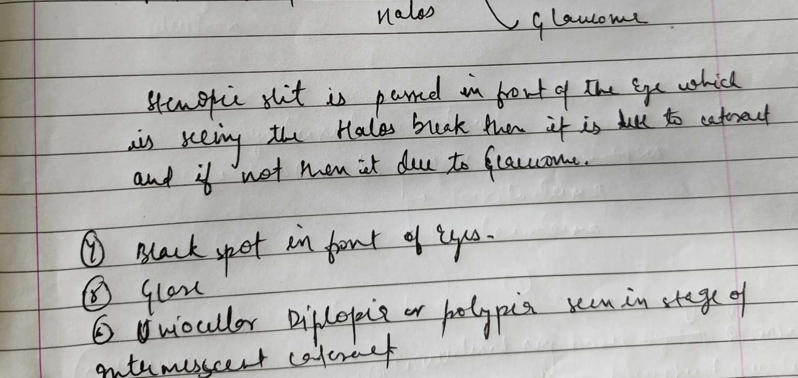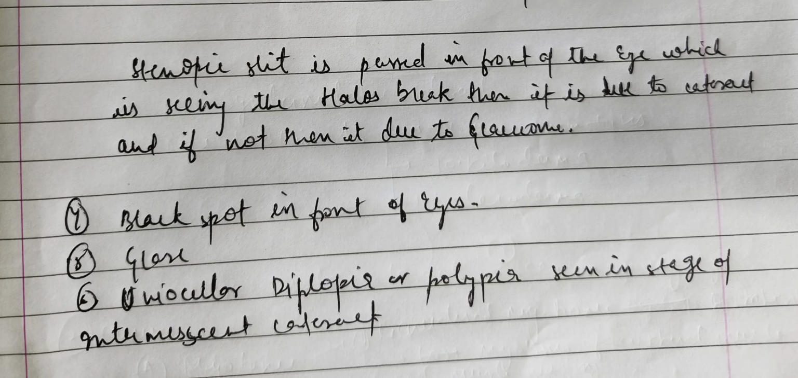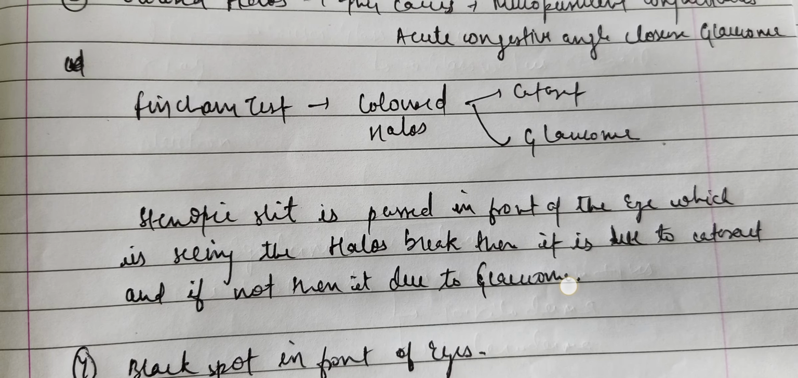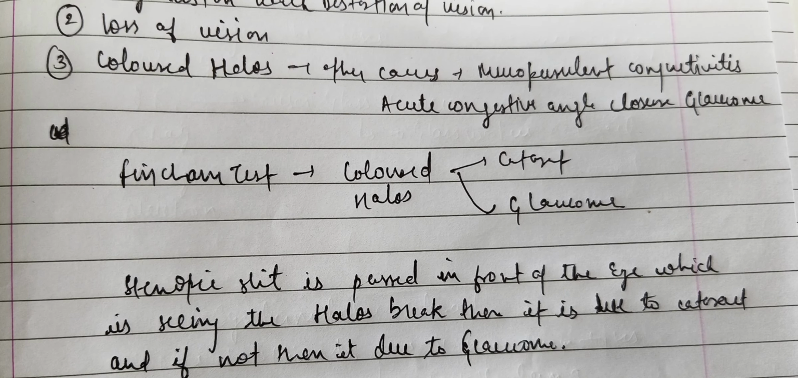Next point, the patient may report a black spot in front of the eyes, or it may be a glare. The next point, the patient may report uniocular diplopia or polyopia, seen in the stage of intumescent cataract. Diplopia means a single object is seen as two images, and if an object has multiple images, then it is polyopia. Next, we will see the complications, and after that, we will look at the management.